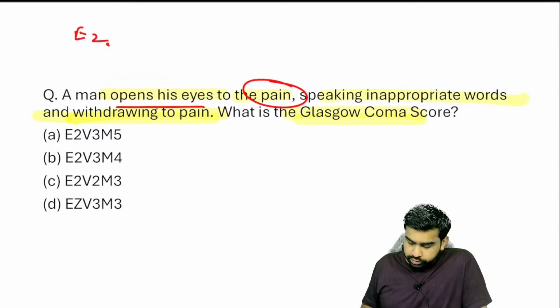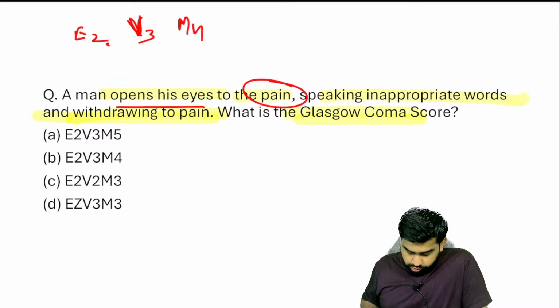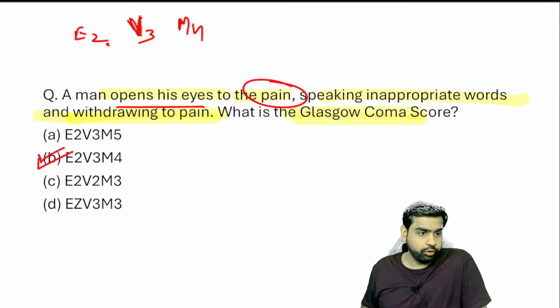Okay, what about speaking inappropriate words? So what is this? What is B? Inappropriate, right? So this is your E3. Okay, E3. Then what we have is withdrawal to the pain. Withdrawal to the pain is basically your M4. So this is E2, V3, and M4. The answer is B. I hope you got this right.